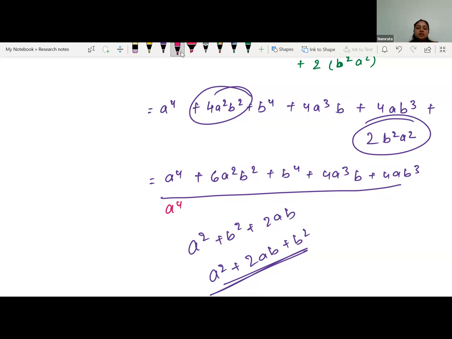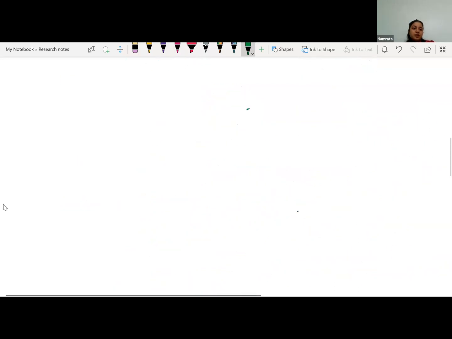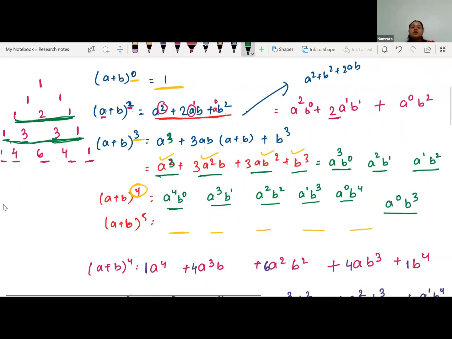So if we arrange a first, then one less power of a, this is 4a cube b, and then a square, this one 6a square b square, and then 4ab cube, and then last b to the power 4. Here you can see we are getting the coefficients 1 4 6 4 1. Can you see? And the Pascal triangle also says 1 4 6 4 1.